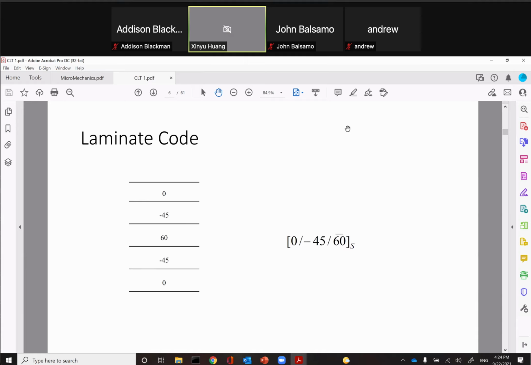All right. So this is another code. That means it's symmetric, but this is only a single layer. You put a top bar on there that designates that layer in the center. It doesn't get duplicated. Okay. So these two are symmetric, and this layer is single.